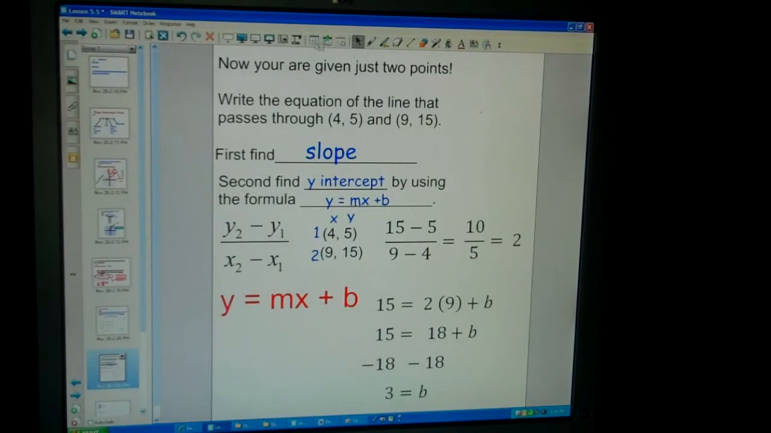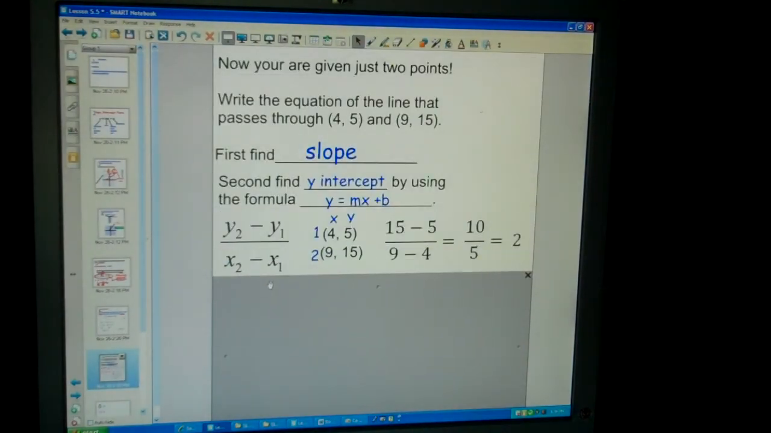Let me get a shade here because I don't want you to see all of this just yet. Right there we are.